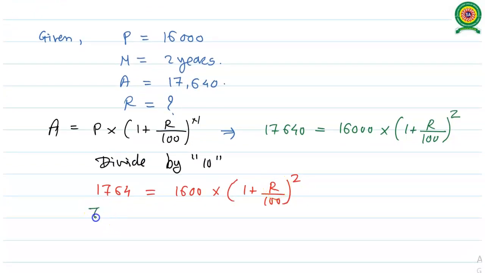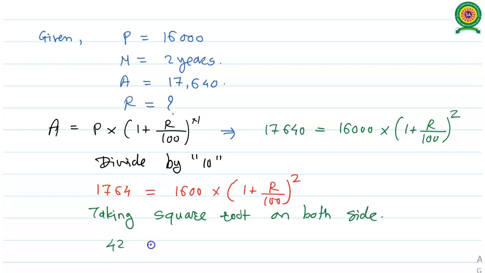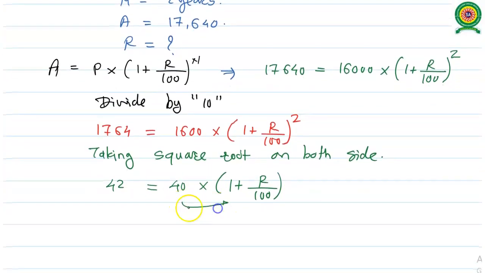So let's take the square root on both sides. Now the square root of 1764 is 42, while the square root of 1600 is 40 into 1 plus R divided by 100, the whole square's square root. Square root getting cancelled, we get 1 plus R divided by 100. Now once we distribute this 40 over the bracket, we get 42 equals 40 ones are 40 plus 40 into R divided by 100.